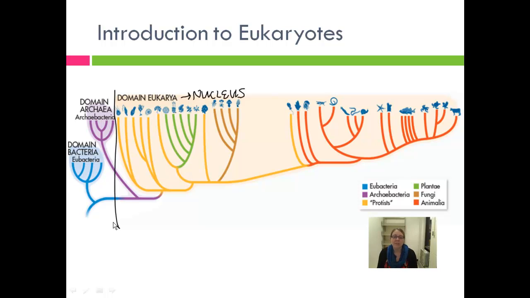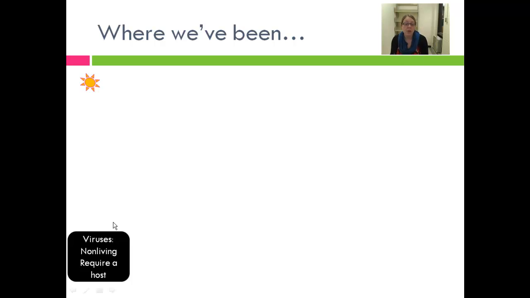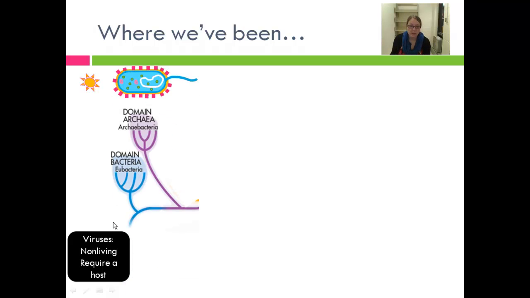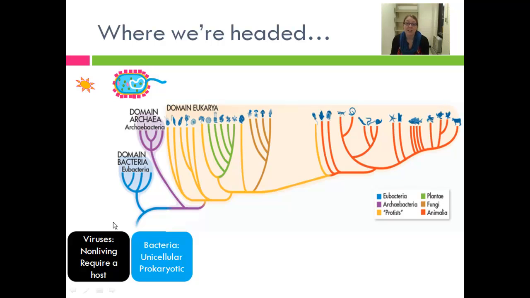So let's recap what we've done so far. We've looked at two groups of organisms that are not eukaryotes. The first are viruses. So they're non-living essentially because they require a host. The second thing we've talked about are the bacteria. And so what makes those really different than the eukaryotes is because they have DNA that's not enclosed in any sort of nucleus. So we classify them as prokaryotic and unicellular. So basically what we're going to do in this video is take a look at everything else that's out there, everything that's in the eukaryotic domain.